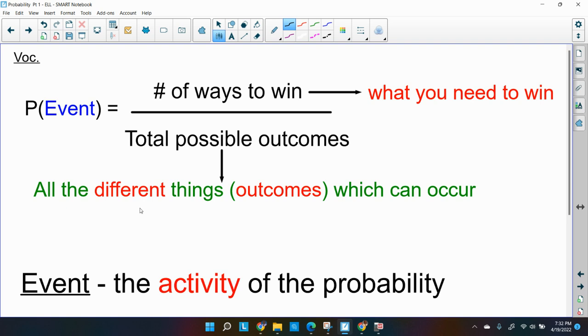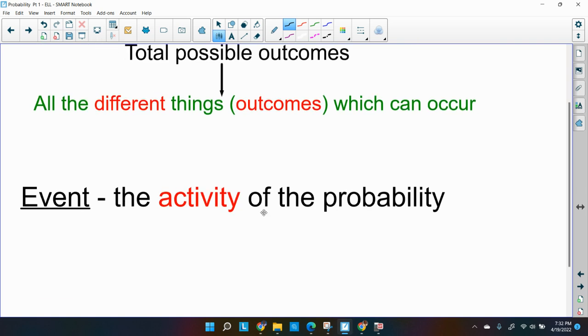That means all the different things that could occur. So we're talking about total possible outcomes. So what you need to win over the total possible outcomes. And as I said, event is the activity of the probability. So depending on what you're doing.